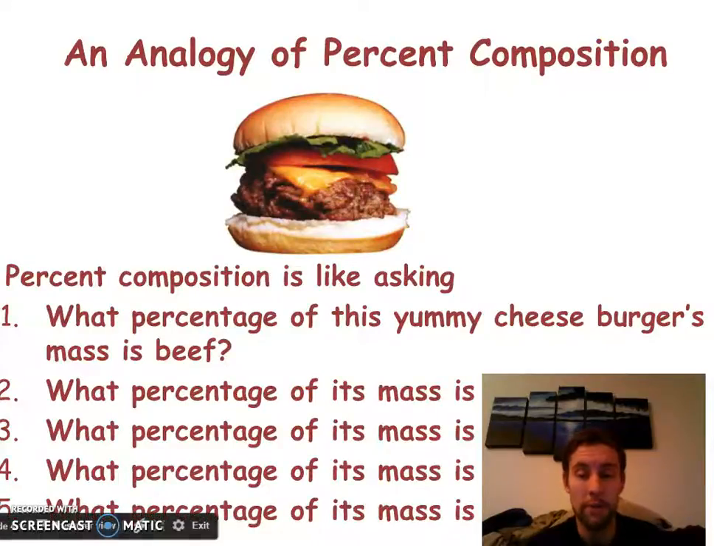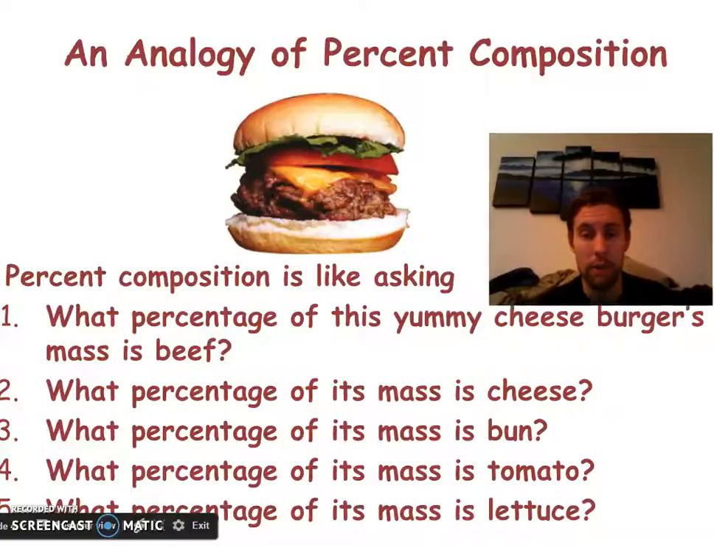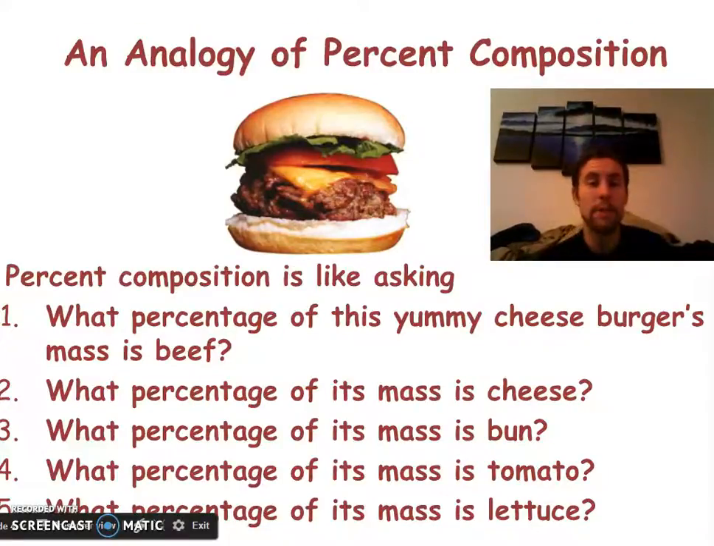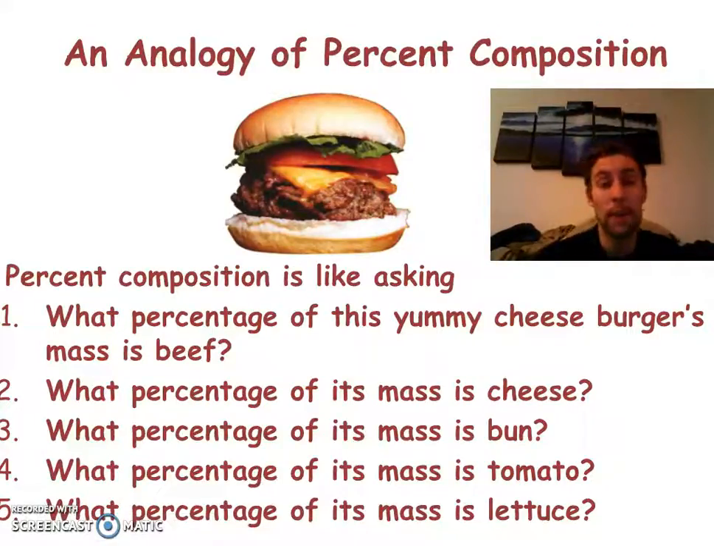Alright, so let's look at it. Percent composition of a hamburger. Percent composition is kind of like asking what percentage of this cheeseburger's mass is from the beef, what percentage is from the cheese, or from the bun, or from the tomato, or from the lettuce. Each one of those percentages has a number. It should all in theory add up to the total, which better be 100% in the end.